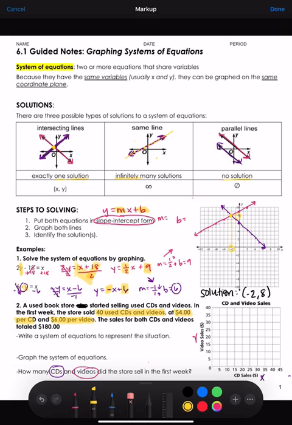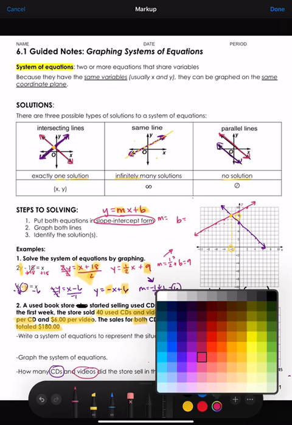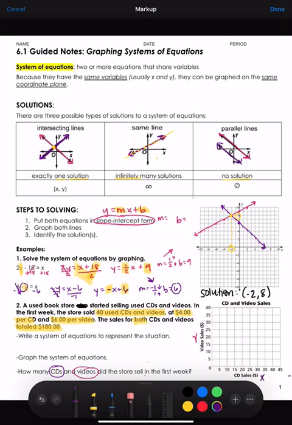And then it says the sales for both CDs and videos totaled $180. So once again, it's giving me info about the total, but not the individual sales of CDs and videos. So in both cases, I don't actually know how many CDs were sold or how many videos were sold. My goal here is to write 2 equations that I can graph on the same coordinate plane and then find their point of intersection to find what X equals, CDs, and what Y equals.